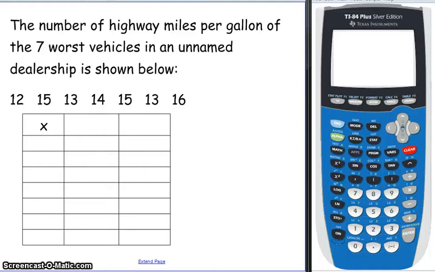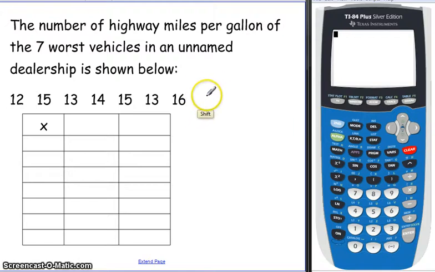The objective for this video is to compute the standard deviation for a set of data. The problem that we're focusing on is the number of highway miles per gallon of the 7 worst vehicles in some unnamed dealership. And the values that we're given to work with are listed. And we're going to go through the formula first and then look at how to do this also in the calculator. So to begin with, standard deviation is based on the mean for the distribution.